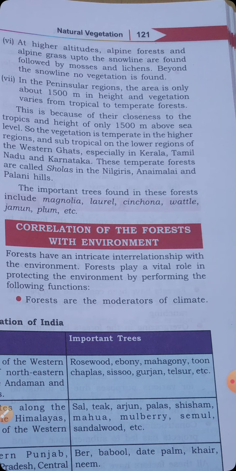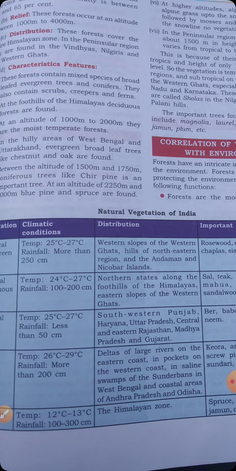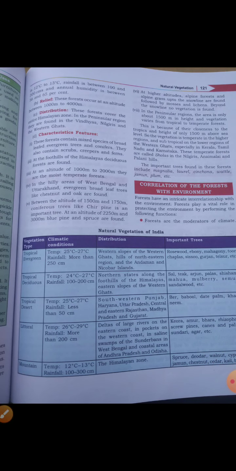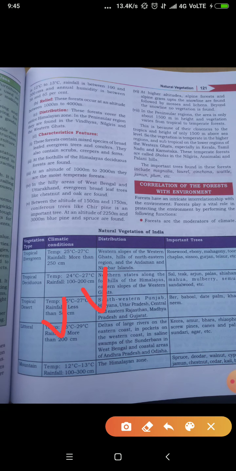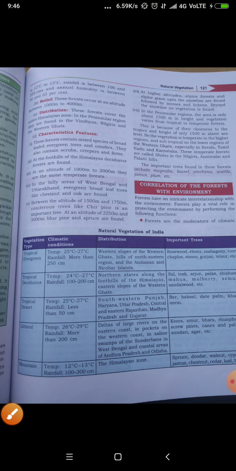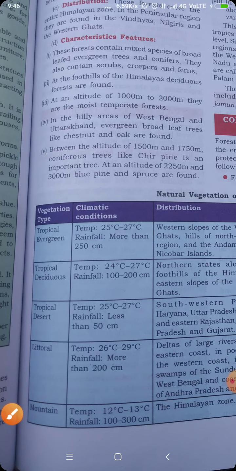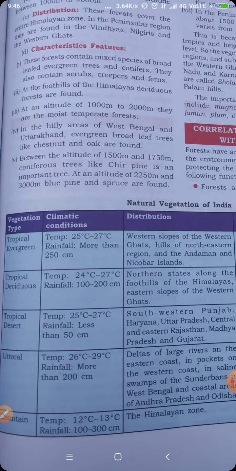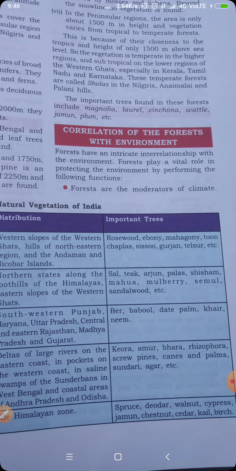Correlation of forest with the environment, let's read in the next class. By the time, this table is very, very important. You have to learn this table. Okay, so learn it. It can be used for your viva. By the time, take care. There is vegetation type, climatic conditions, distribution, important trees.